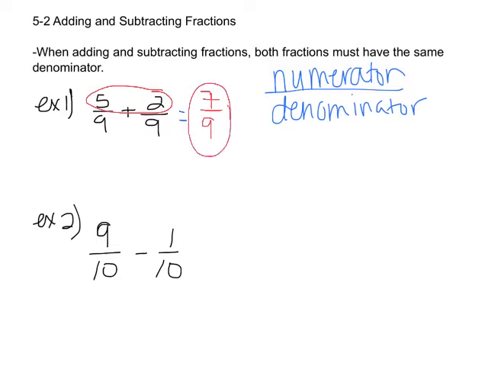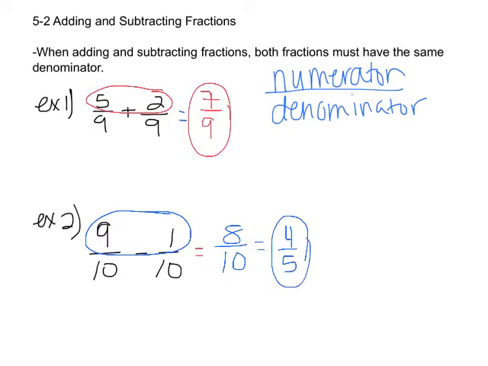For our second example, we see again that we have like denominators. So I'm just going to subtract my numerators. So 9 minus 1 is 8/10. And when I look at that, I need to put it in simplified terms, so 8/10 would simplify to 4/5 because they both can be divided by 2. So 9/10 minus 1/10 equals 8/10, which then equals 4/5.